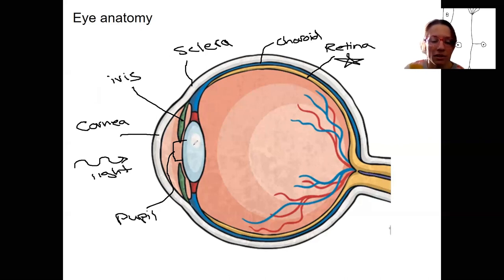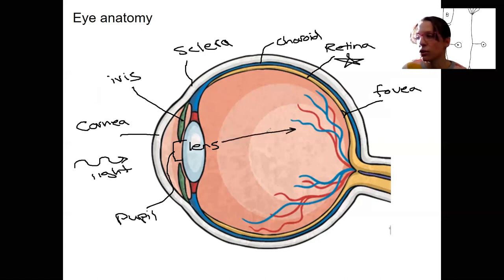Then we've got this part right here. This is our lens. The job of the lens is to refract light so that it can be focused on the fovea. The fovea is not shown in here. I'm just going to draw one right here. It's a special region within the retina where most of your vision occurs. So the whole job of the lens is to focus this light at the right location, which is the fovea. The lens can change shape to be able to do this.